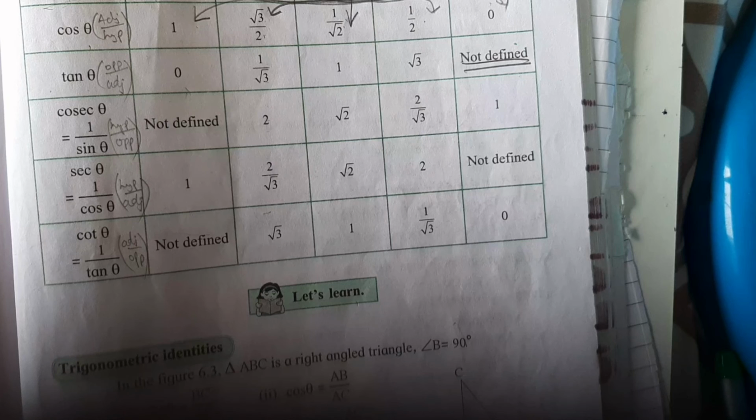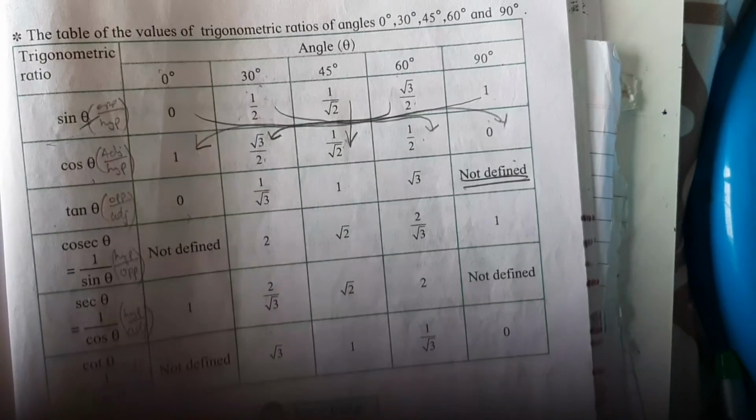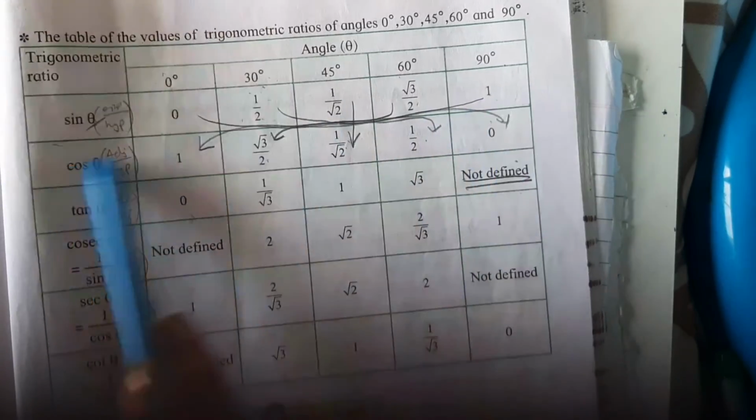So this is the table of the trigonometric ratios. We just need to remember the sine row, and then we will get the whole table very easily.